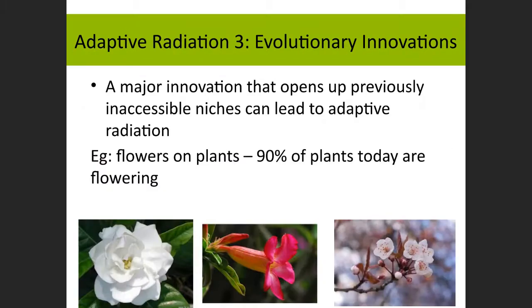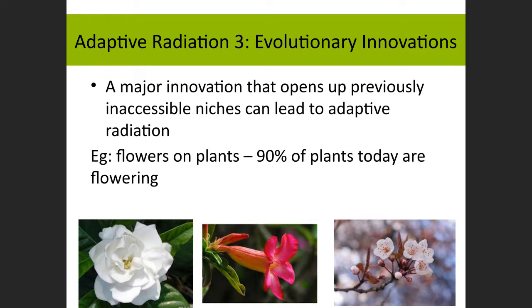And then we have evolutionary innovations, right? So a major physical trait evolves, like wings or flowers, and those individuals can suddenly, if you're the first flowering plant, you're bringing insects to you. You've got better fertilization than everybody else because you have insects coming, and therefore you have more seeds and you spread them further and you can kind of take over.